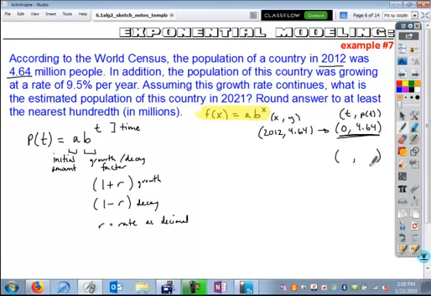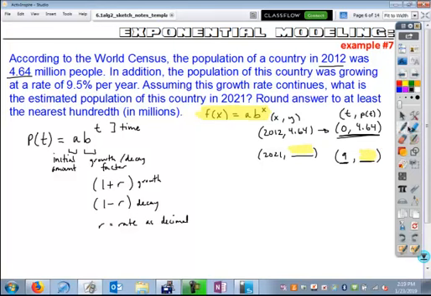I don't know what it is, but I do know that I'm dealing with 2021. Okay, so what would my t value be for 2021? 9. Right, so my time 0 was 2012, so 2021 is going to be 9. So I know that. And then my answer is going to be this value here. So this is what I'm looking for, my solution.